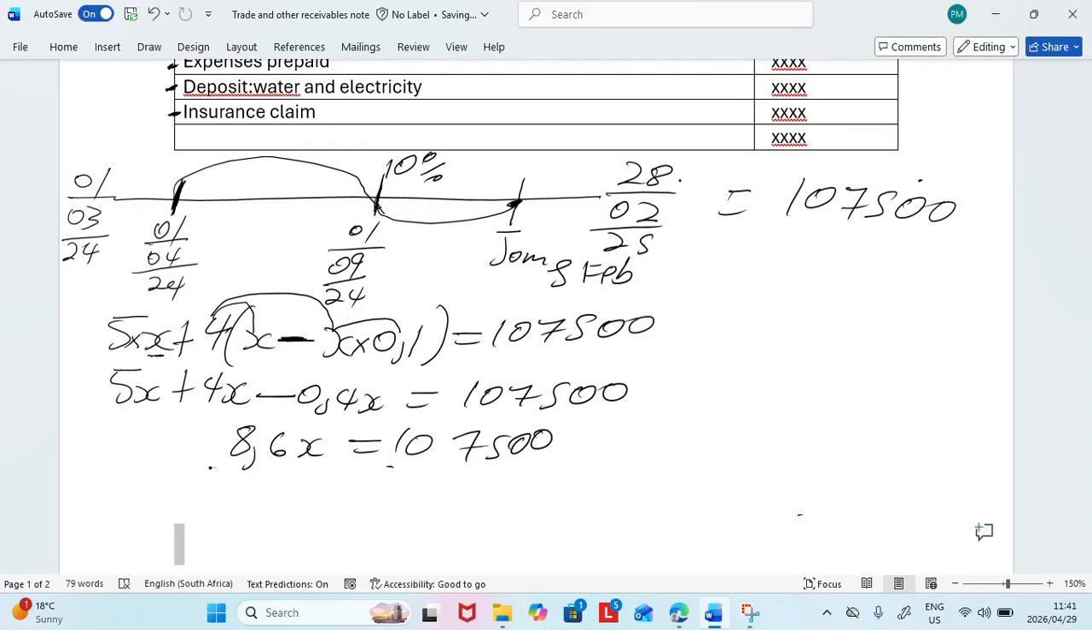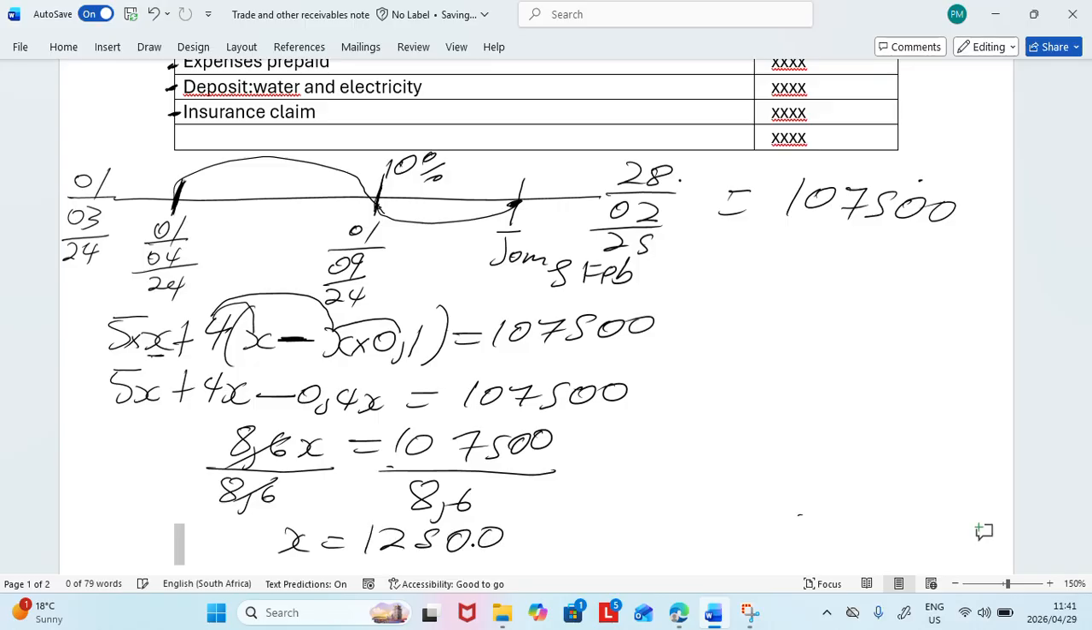So what we do now, we divide by 8.6 both sides. Divide by 8.6, 8.6 will cancel 8.6. It means now we were receiving 12,500 per month before that 10% decrease.